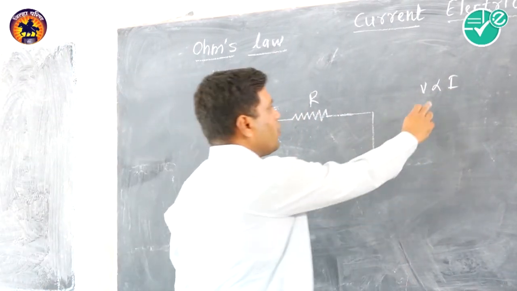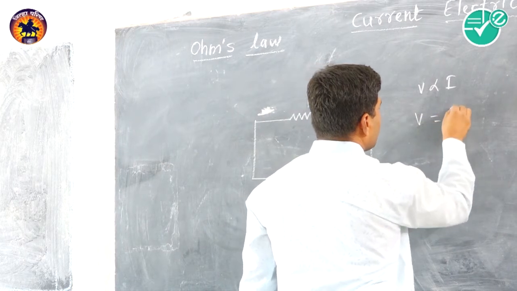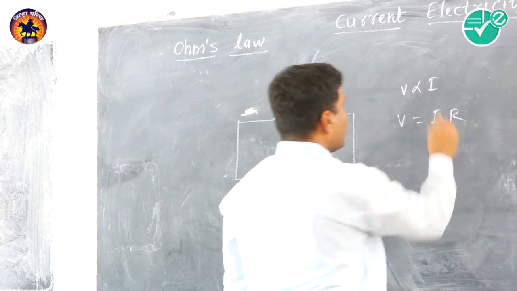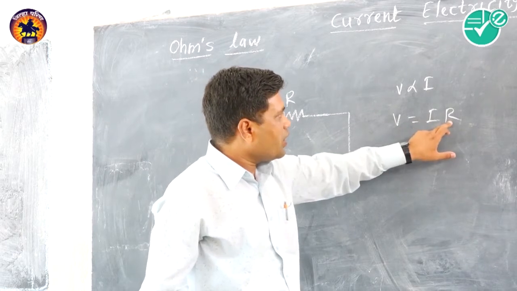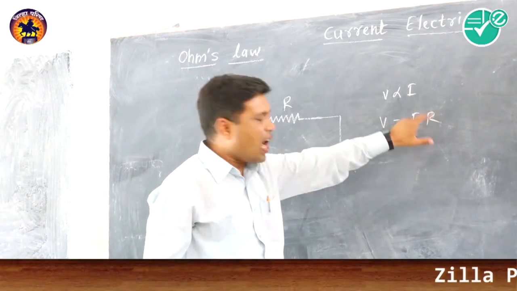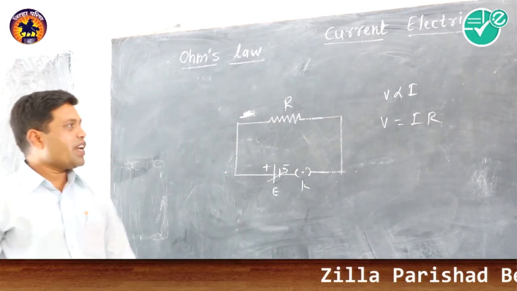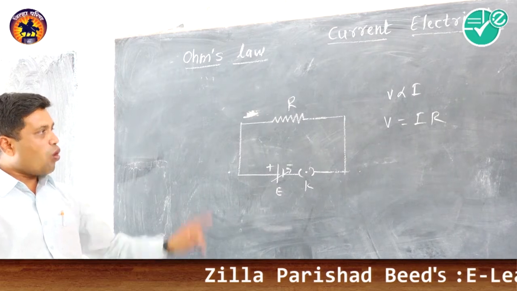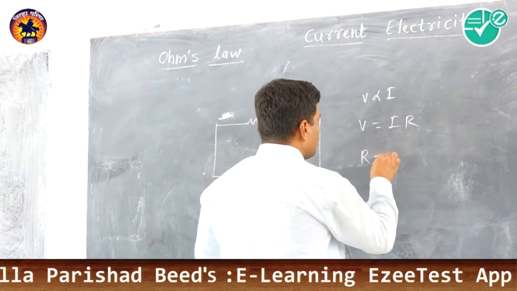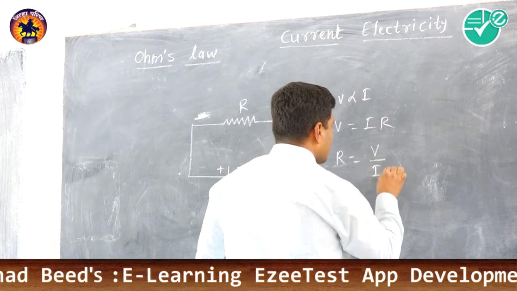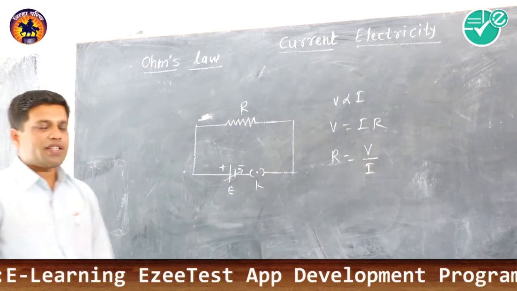We can convert this proportionality into an equation, and when we convert proportionality into an equation, we have to take a constant, and here we have taken the constant R. What is R? R is the constant of proportionality, and it is also called the resistance of a conductor. The formula for R is given by V upon I, and this is called the resistance.